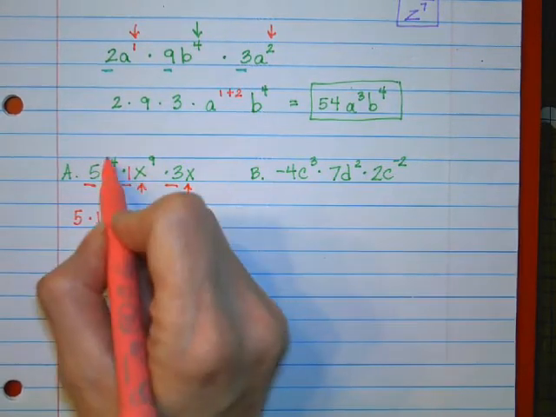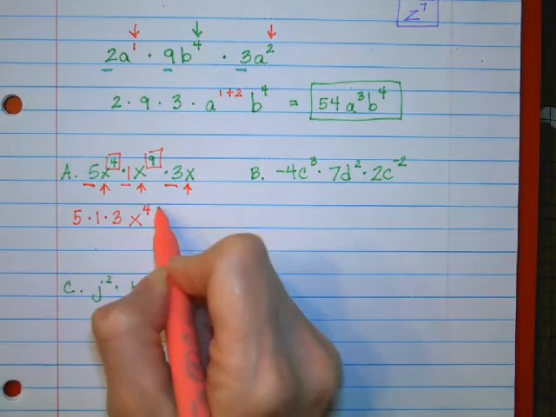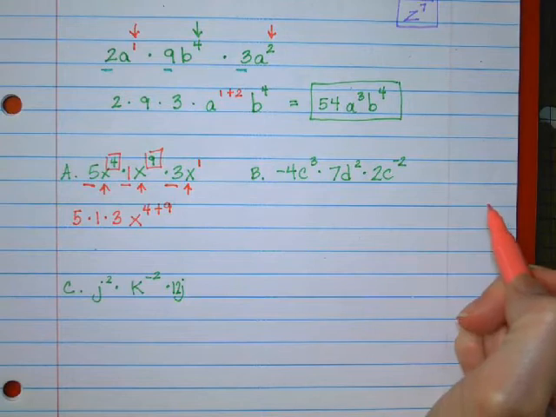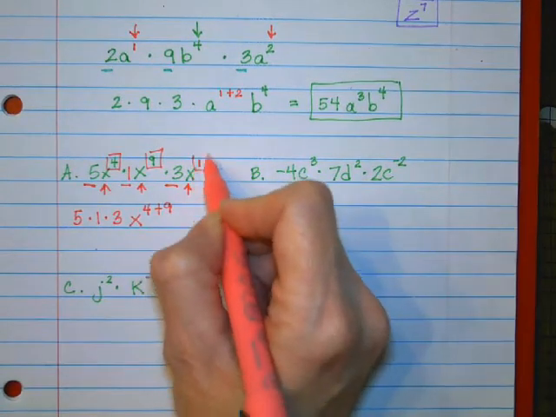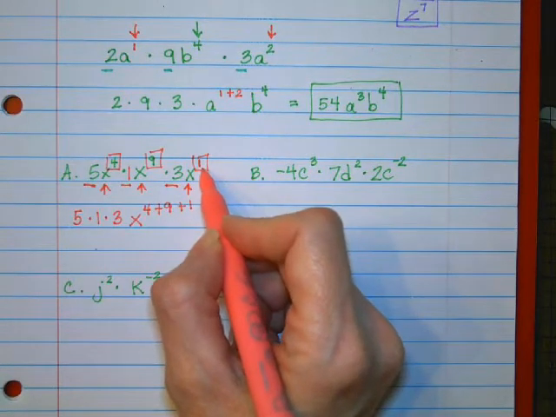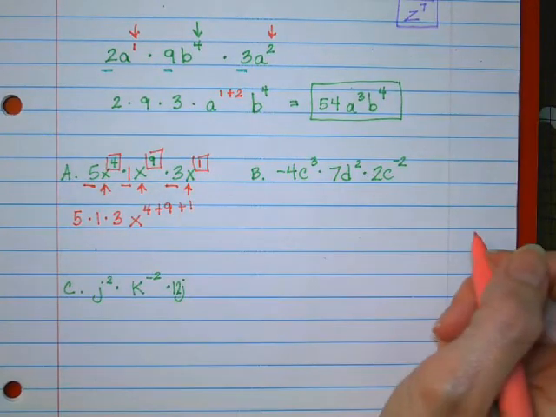And this exponent is 4. This exponent is 9, so plus 9. But there is an exponent here that we don't see, and it's a 1. So you can't just leave it out. So then you have to add plus 1. So when you don't see an exponent, put a 1. And when you don't see a coefficient, put a 1. That will help you remember.